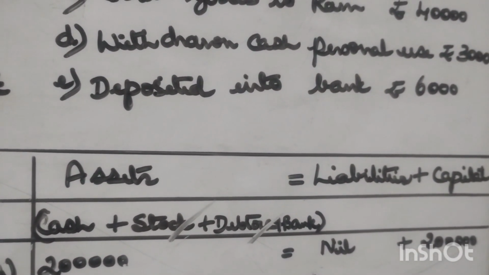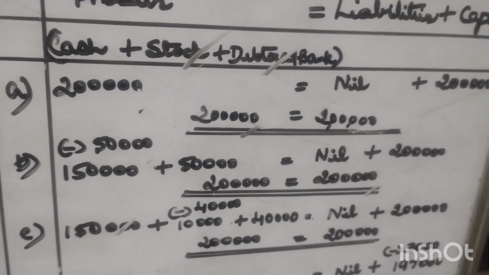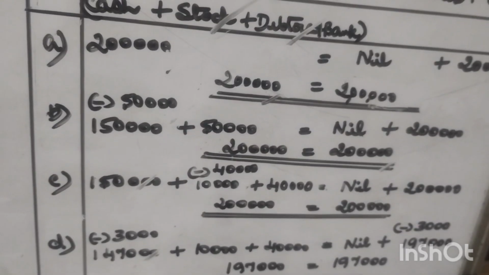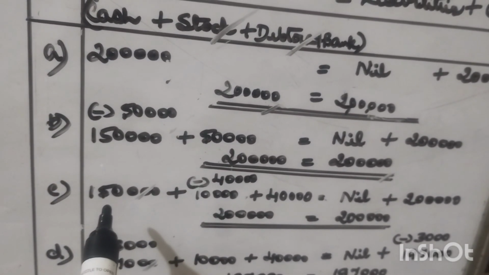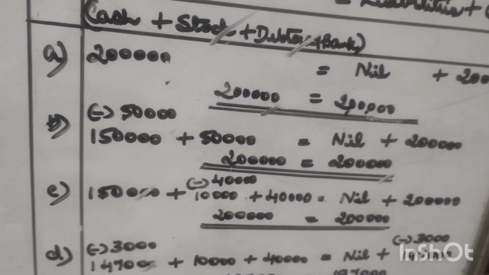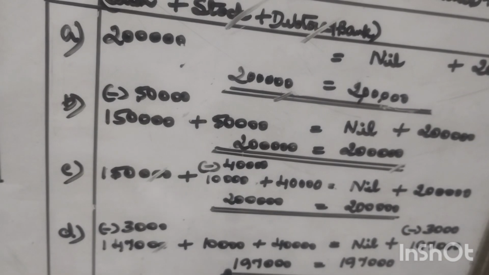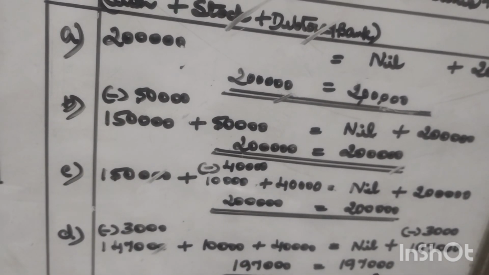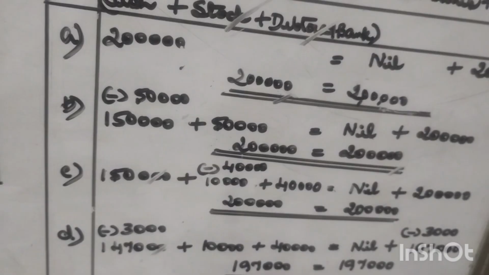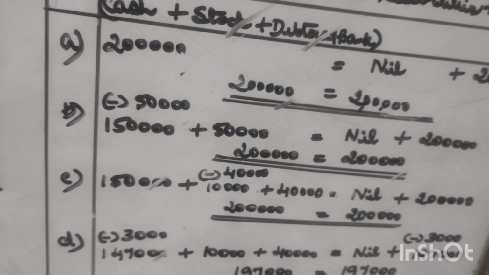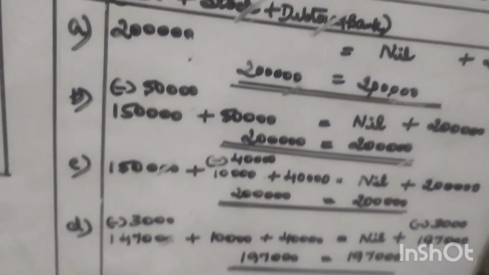Next, the fourth transaction: withdrawn cash for personal use from the business. Out of the cash balance, 3,000 is being withdrawn. So 3,000 has to be deducted. Present value of cash is 1,50,000, out of which 3,000 is deducted. Now the present cash value will be 1,47,000. There is no change with the stock, no change with the debtors amount. Liabilities are nil. Out of the capital amount of the business it is being withdrawn, so 3,000 has to be deducted from the capital amount. Now the present value of capital amount will be 1,97,000. Equalize that: 1,97,000 is equal to 1,97,000.